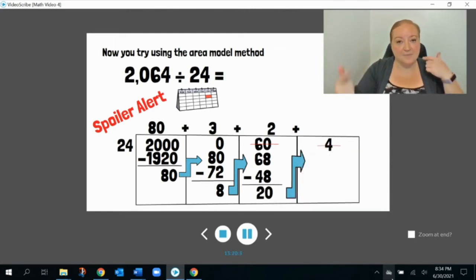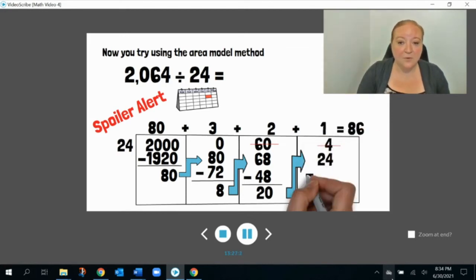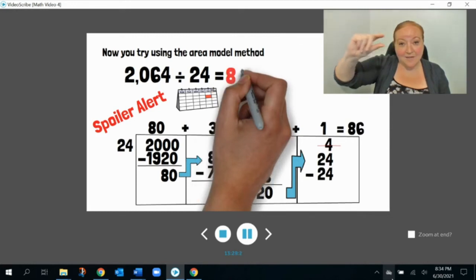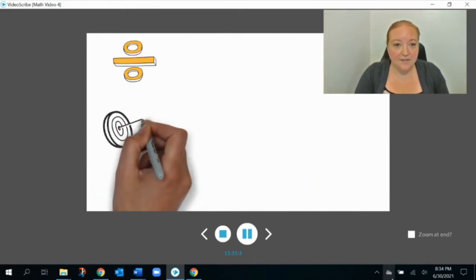If you're not, you need to spend some more time with that kind of mental math and practice a little bit more. Then we have the 20 plus the 4 is 24. We have one more. We're going to add all the top up, and our final answer is 86, okay?